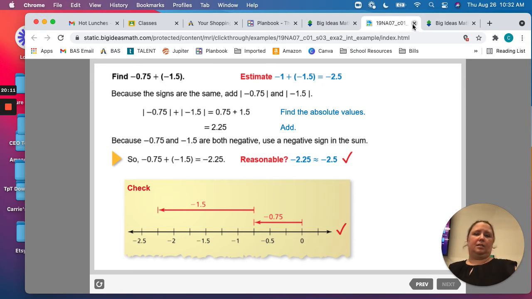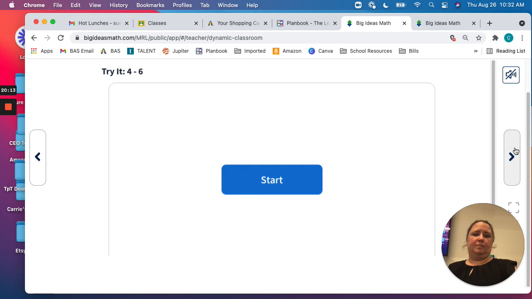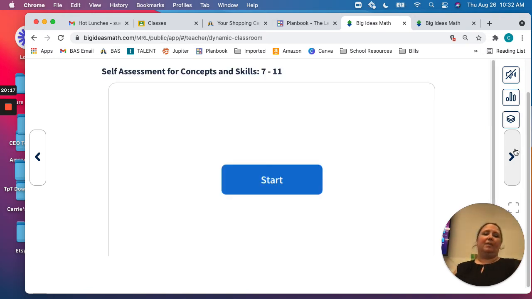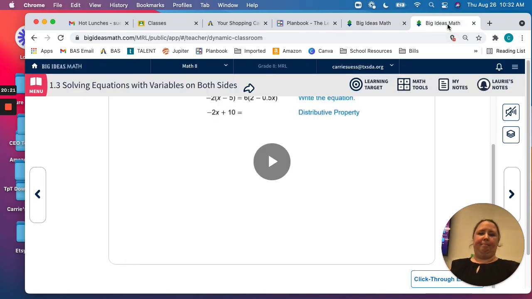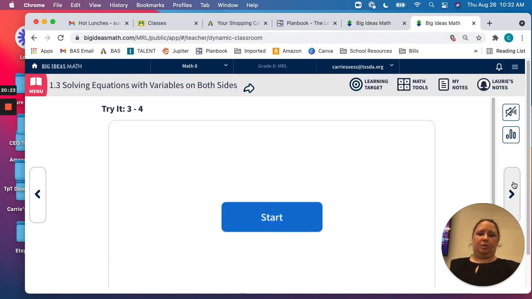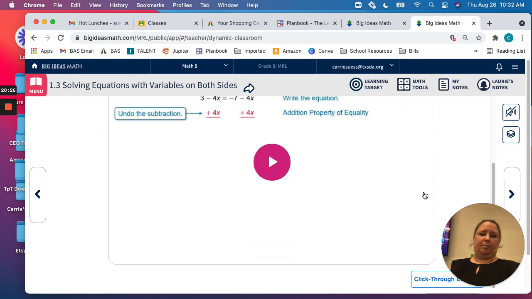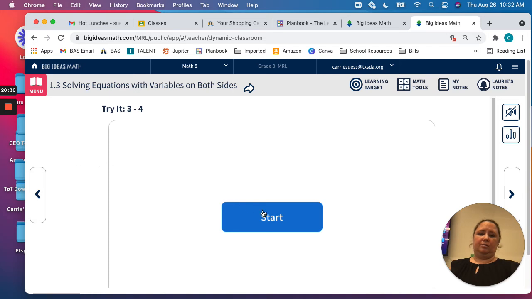All right, do your next set, 7th grade. Try it 4 through 6 and self-assessment through number 11. So go all the way to number 11 before you stop. 8th grade, are you supposed to be doing self-assess? Oh, no, we have an example. That's fine. I'm just making sure. All right, I will wait for you.